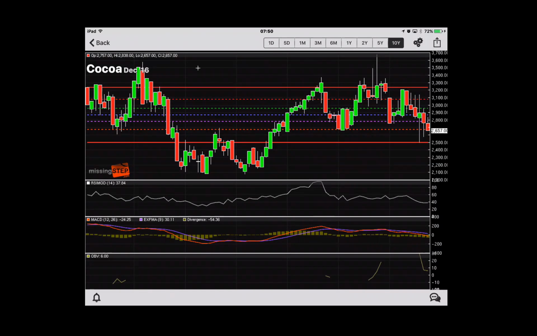when it broke out of resistance. And then I think the following day it was limit down. Ouch. Buying the retest. Owie. Okay. Cocoa.